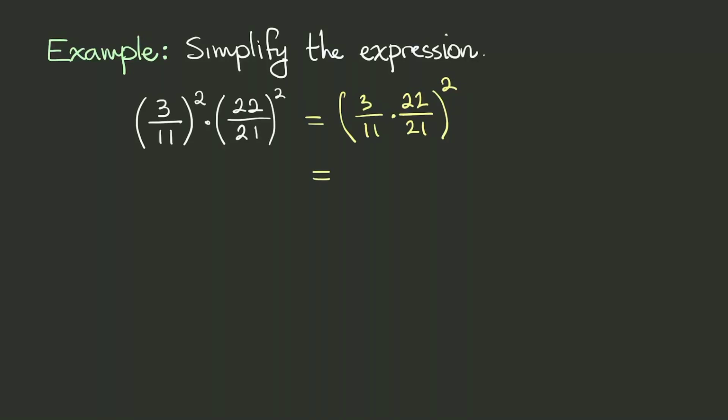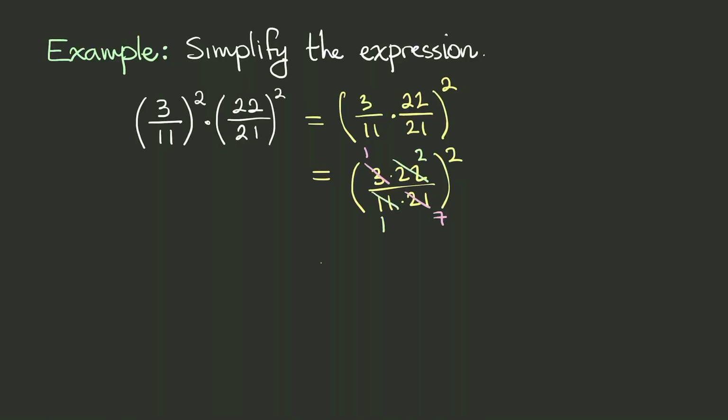Since we're multiplying two fractions together, we can write this as 3 times 22 over 11 times 21. We just multiply straight across the numerator and the denominator. Now we can start to simplify. 3 over 21 simplifies because those are both divisible by 3. We'll get 1 over 7. And then 22 over 11 simplifies. Those are both divisible by 11, so we'll get 2 over 1.